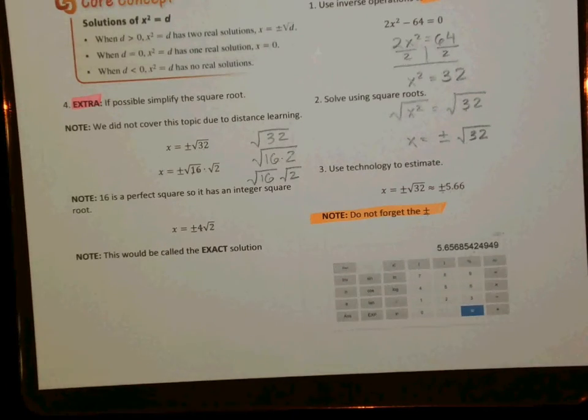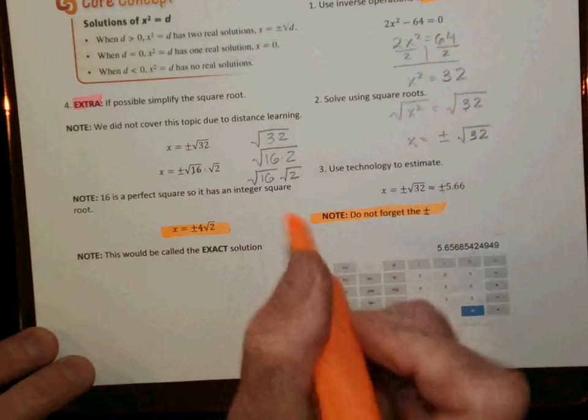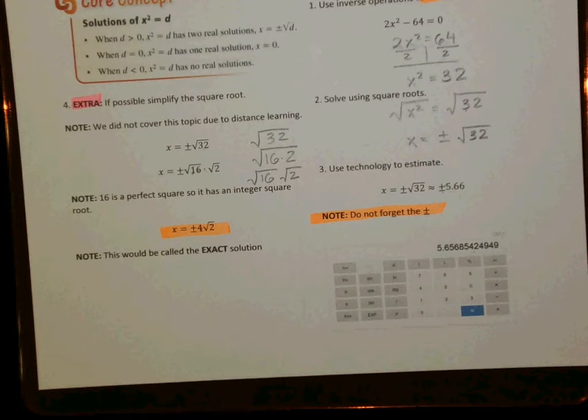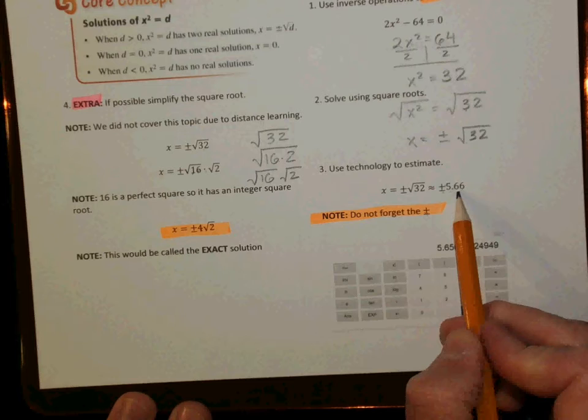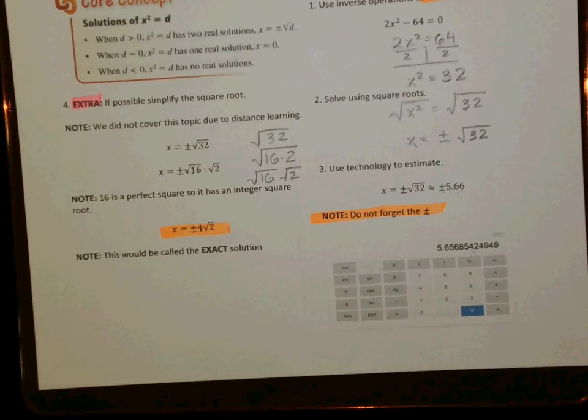This solution that's written right here is called the exact solution, and you'll see me do that on a couple of problems coming up. But for now, and on your homework, you're going to be giving the technology estimate. So, okay.